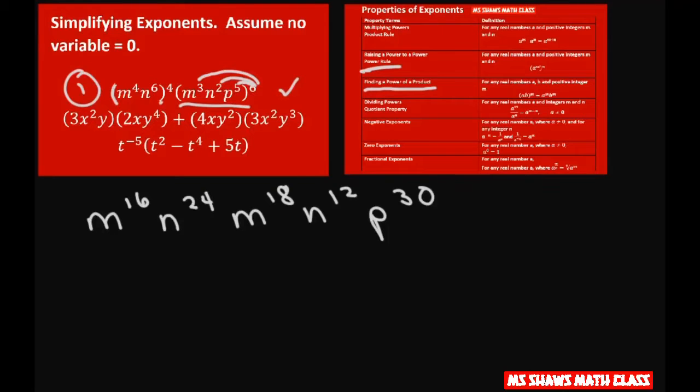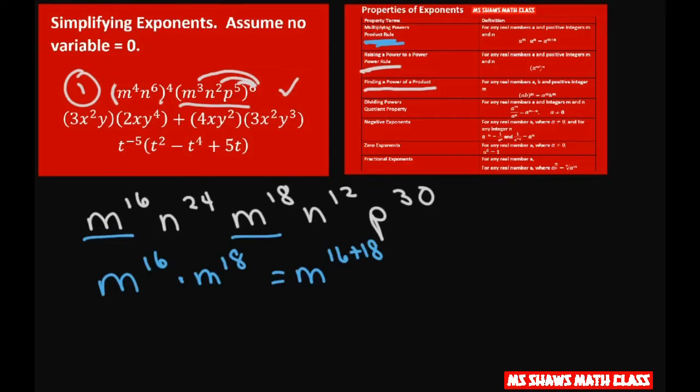Now, the only other thing you have to do is combine these. Now we're on the product rule. So that means if I put the m to the 16th times the m to the 18th, then I can write this as equal to m to the 16 plus 18. So that's going to be equal to m to the 34th power.